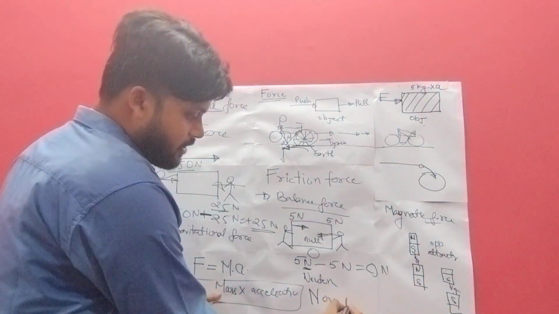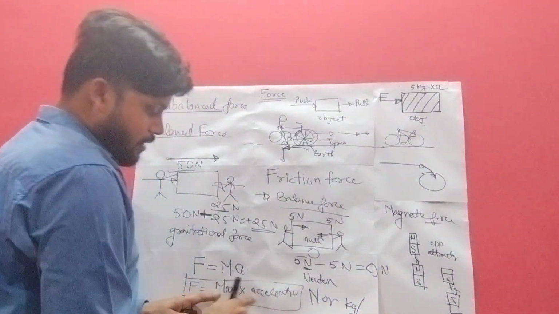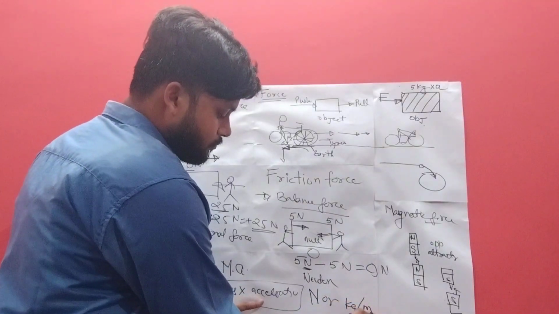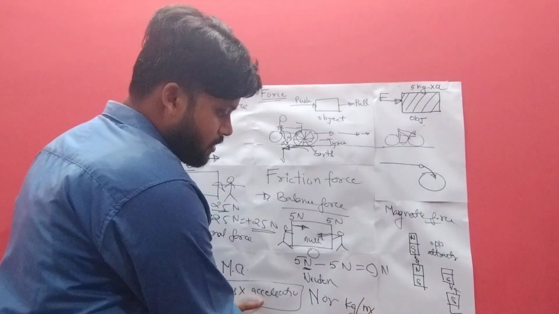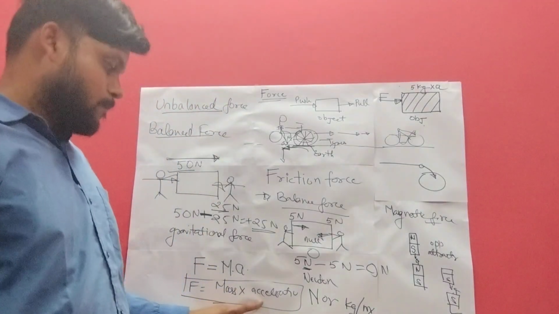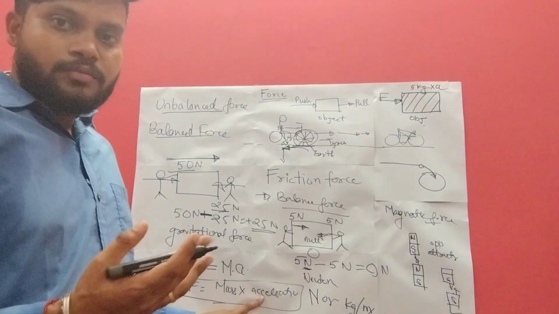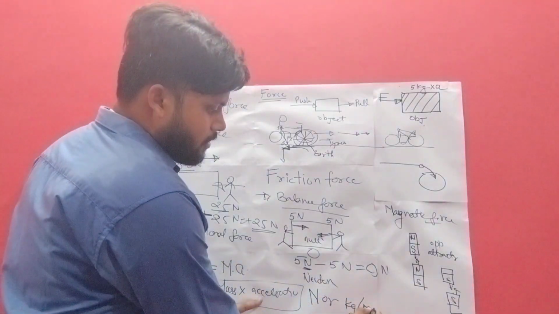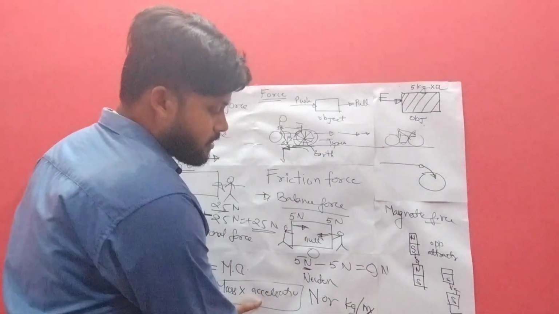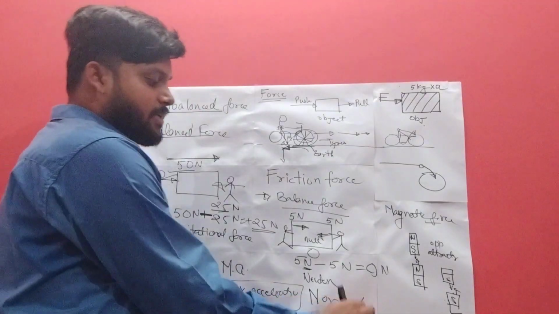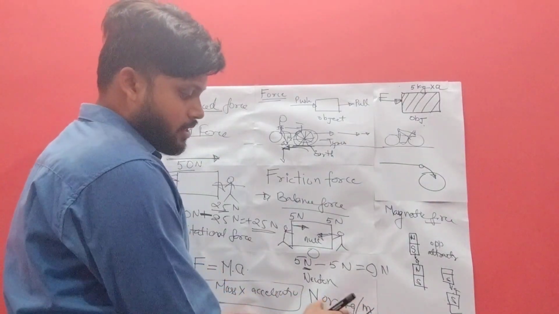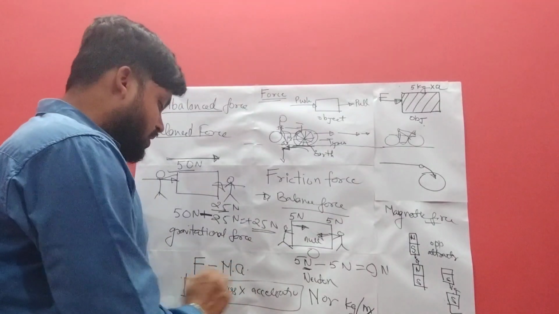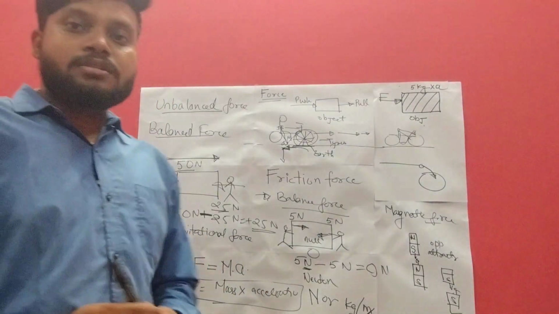We measure mass in kg. Acceleration is meter per second squared, right? Acceleration is speed upon time. Speed is meter per second and time is in seconds. So basically kg meter per second squared is called a Newton, and it is the unit of force. So this is all about force.